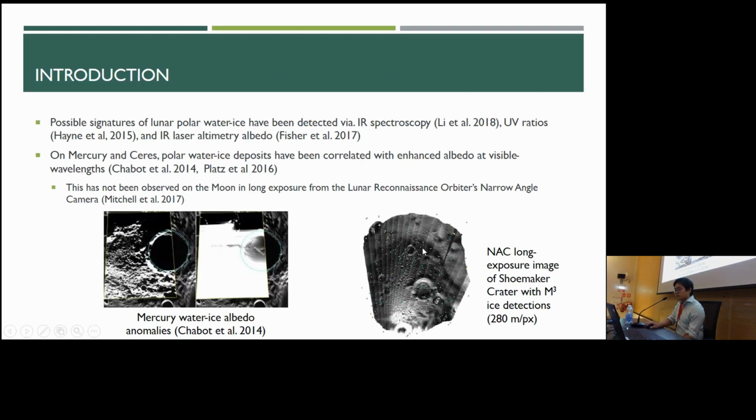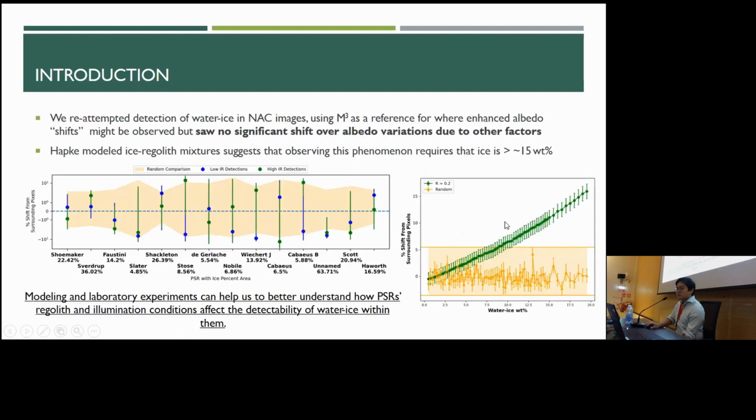So here we have an image of one of those NAC long exposure images with the M-cube detections overlaid on top. Previously, we reattempted detection of water ice in these NAC images, trying to contextualize them with M-cubed. We did this by looking for the median brightness value at places where ice was present in M-cubed, and then comparing to the surroundings to see if there was any brightness shift. What we found was that in this data set, there was still no significant brightness shift over just variations in brightness across these NAC images for a large variety of PSRs.